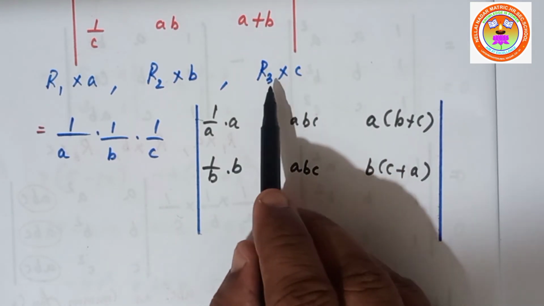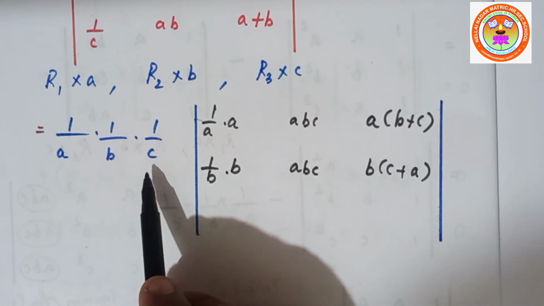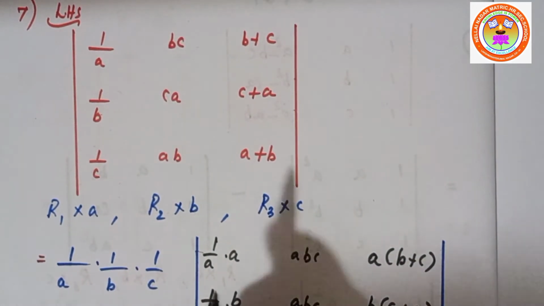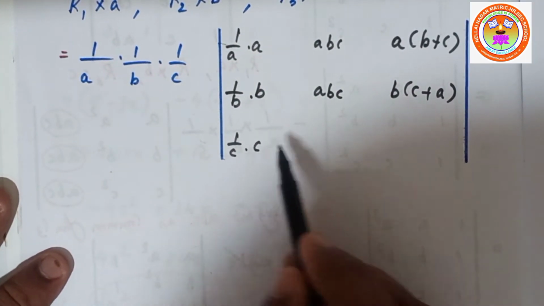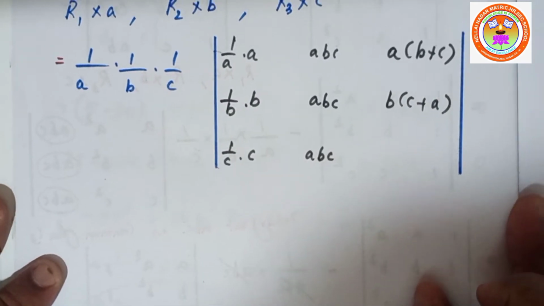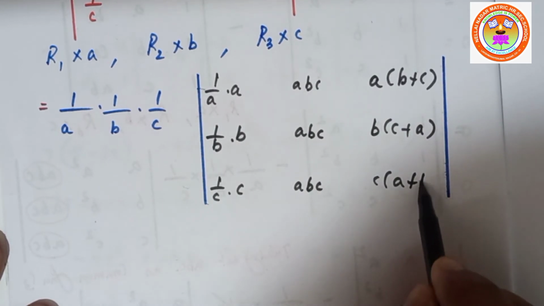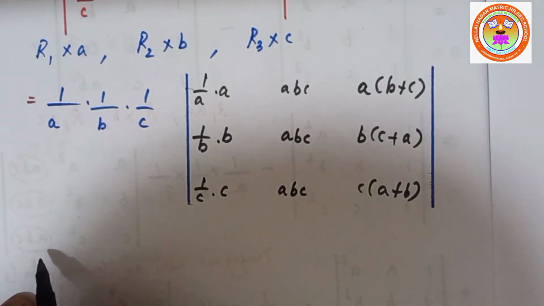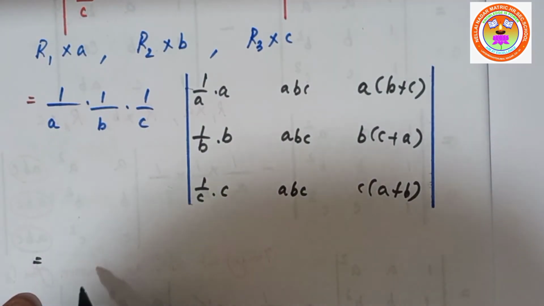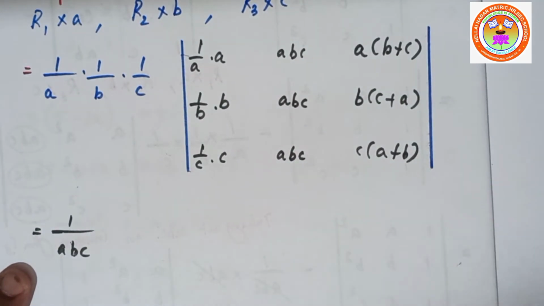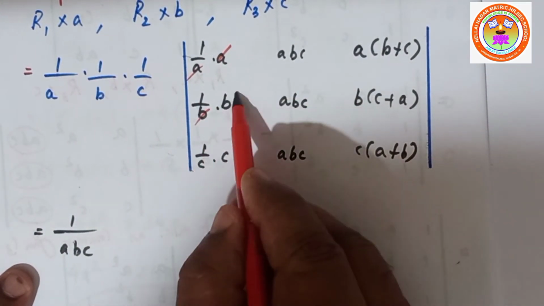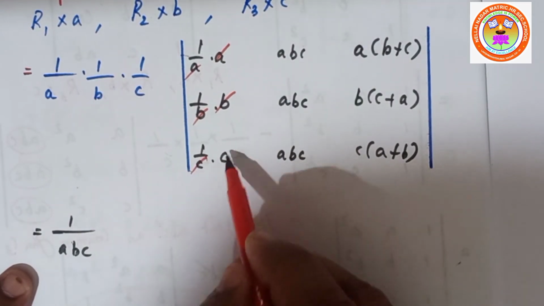Now R3 by C, we have to multiply R3 by C, so we have divided by C for balancing. Now I am going to multiply by C. 1 by C into C, AB into C, ABC. 1 by C into C, AB into C, ABC. Here also I have to multiply by C, C into A plus B, C into A plus B. Okay, that is equal to 1 into 1 into 1, that is 1, divided by A into B into C, that is ABC. Here A gets cancelled, here B gets cancelled, and here C gets cancelled.